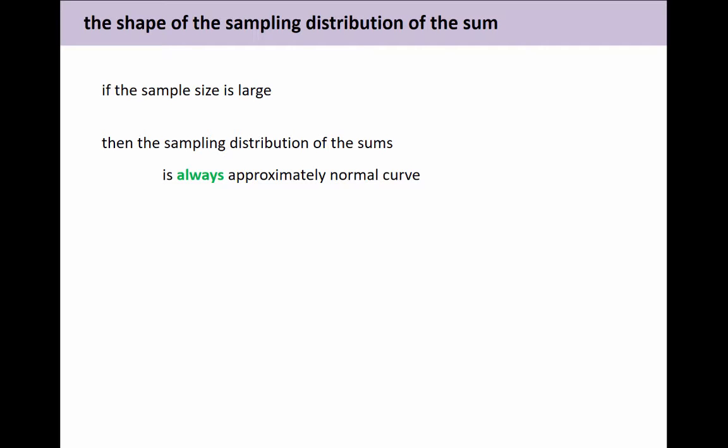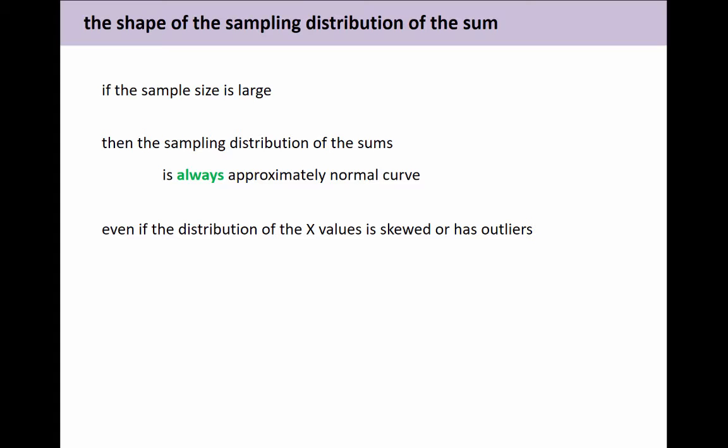So that's kind of the ideal case. There's another way we can get information, and this is really the kind of amazing part. If the sample size is large, then the sampling distribution of the sums is always approximately normal curve. And the kicker here is that this is true for large sample sizes, even if the distribution of the x values is skewed or has outliers.